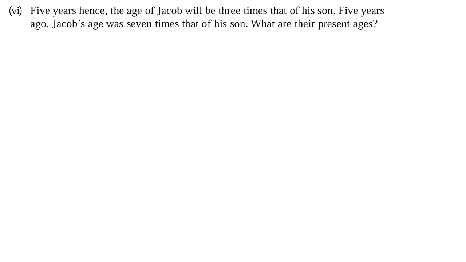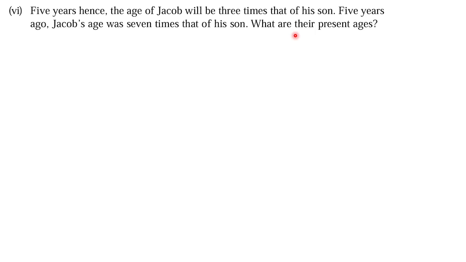So the question is, I will read the question. 5 years hence means after 5 years. Understood? After 5 years, the age of Jacob will be 3 times that of his son. 5 years ago, Jacob's age was 7 times that of his son. What are their present ages? This is the question.